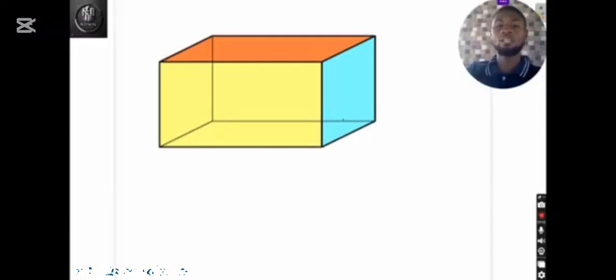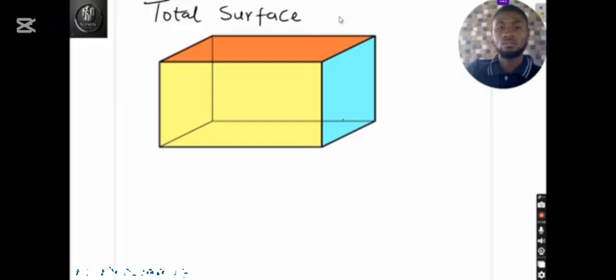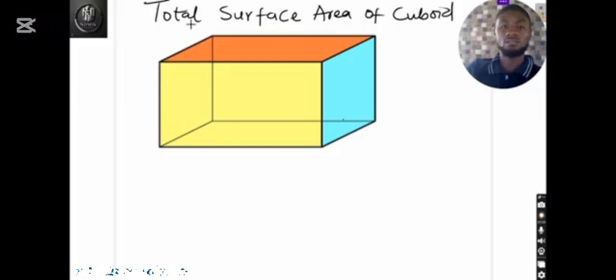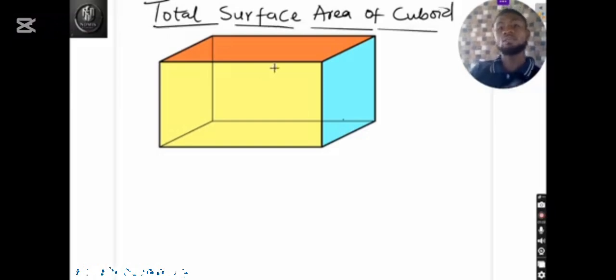This time we'll be dealing with total surface area of a cuboid. Yes, total surface area of a keyboard. Yes, this image you are seeing is an image of a keyboard.